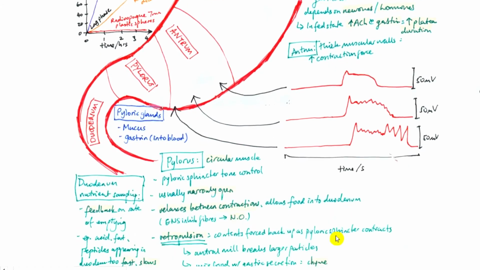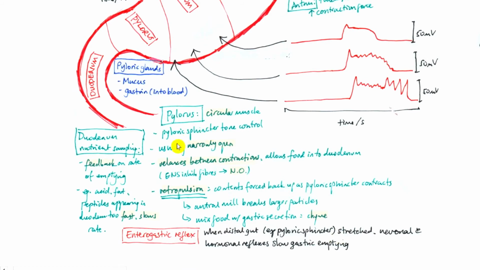In the pylorus, there's circular muscle, and there's pyloric sphincter tone control. So the pyloric sphincter is usually narrowly open and relaxes between contractions, which allows food into the duodenum. The enteric nervous system has inhibitory fibers, which secrete nitric oxide and allows it to relax. Retropulsion is where the contents are forced back up as the pyloric sphincter contracts, and the antral mill, which is a bit like segmentation in the stomach, squeezes back and forth and breaks down large particles. It mixes the food with gastric secretion to form chyme.